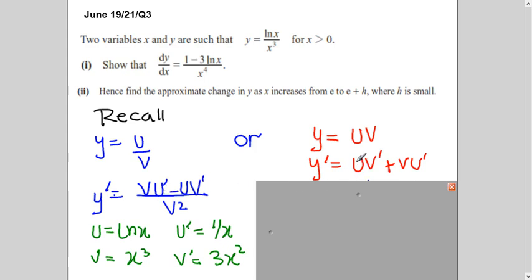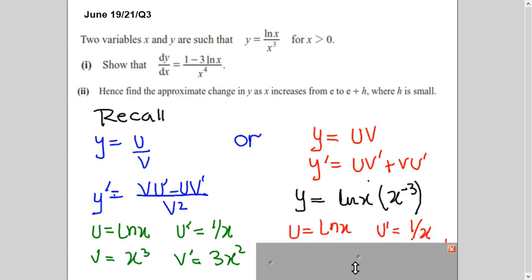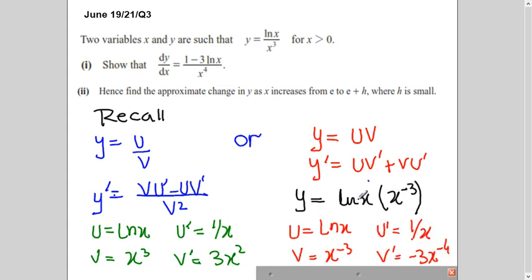But those who go for the product rule, what will they do? They will change the question first, right? Because this is in the form u over v, and they have to change it into u into v. So u will remain the same, which is ln x, but v will become x power minus 3, because you are taking it up. After that, now your u is ln x, so your u prime, or u differentiation, will be 1 over x.